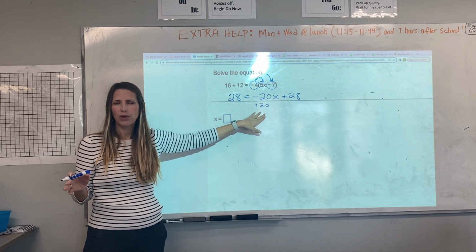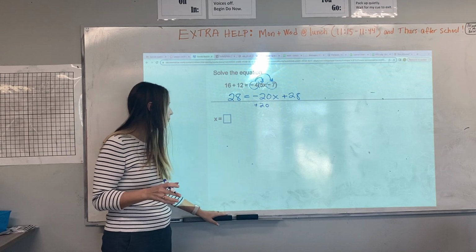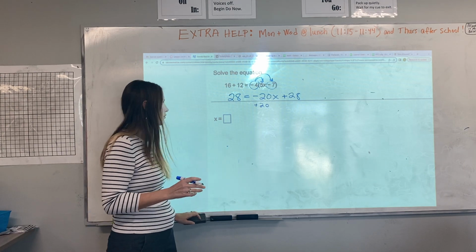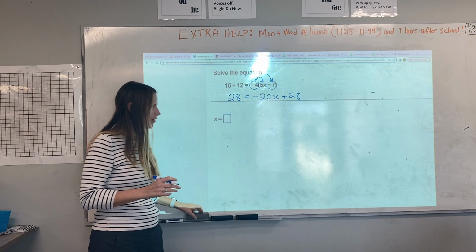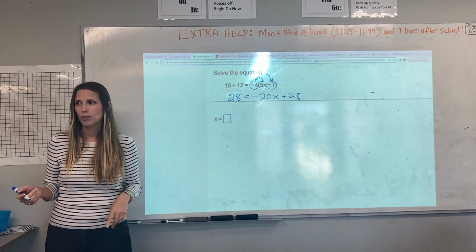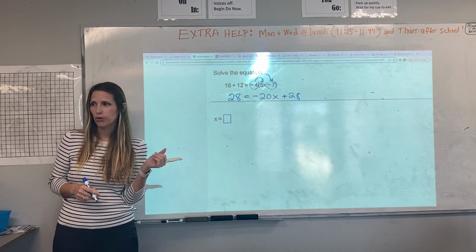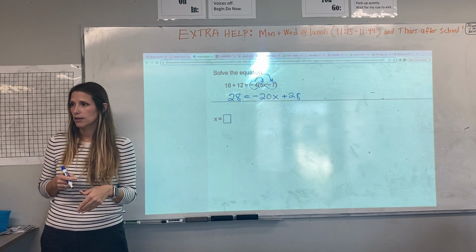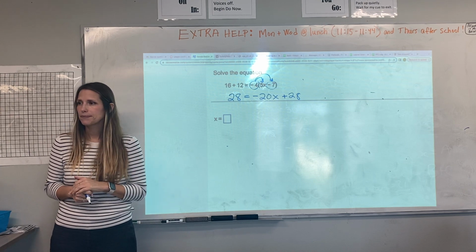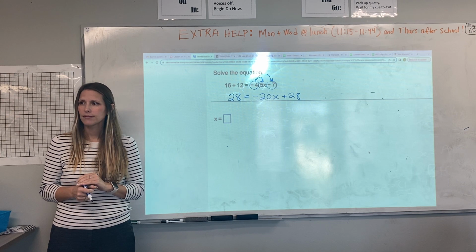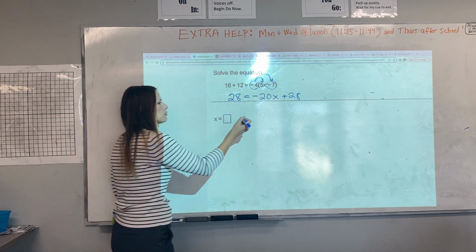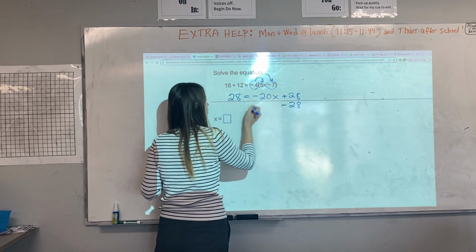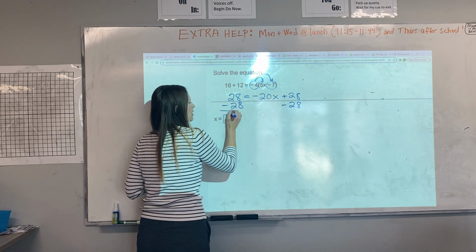Do you understand? Remember, we have to do the opposite operation, which would be division, right? But we can't do it yet because we have the other operation that's happening that needs to be taken care of first because we're going backwards. Okay, so what do we do? Good, subtract 28 from both sides.